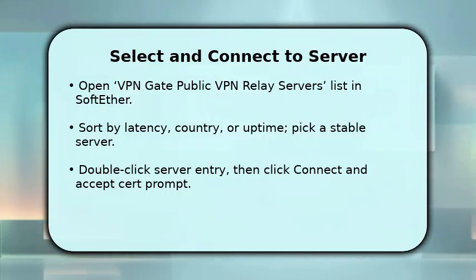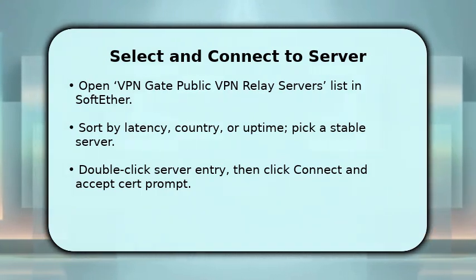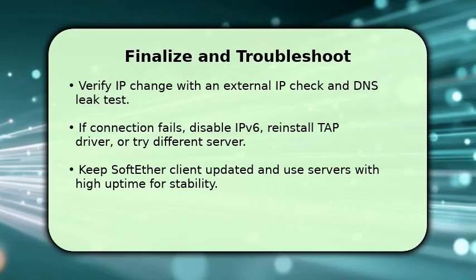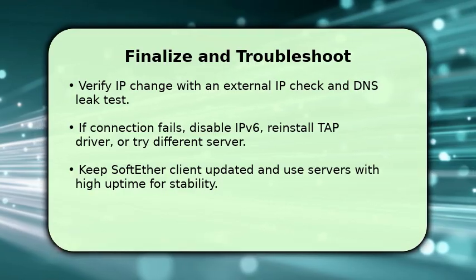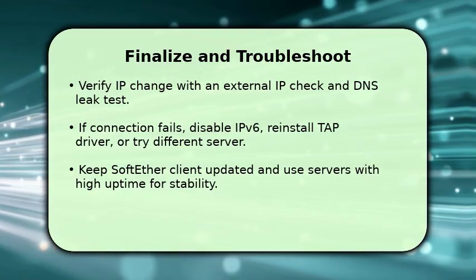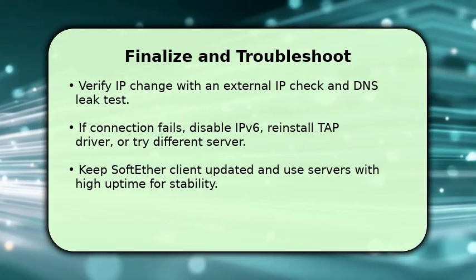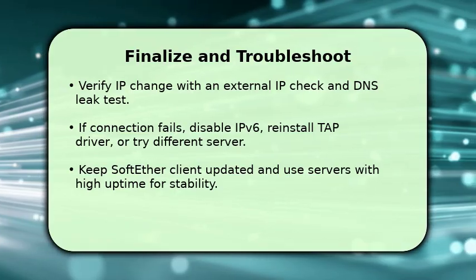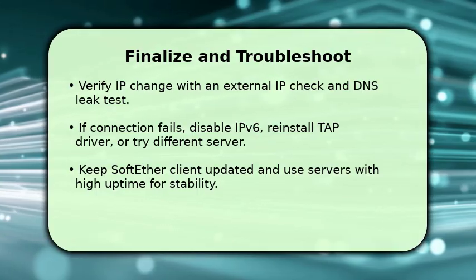After connection, verify your new gateway IP and test basic websites to confirm routing. Once connected, confirm the VPN is working by checking your external IP and running a DNS leak test. This proves traffic routes through the relay. If something goes wrong, try disabling IPv6, reinstalling the SoftEther TAP driver, or switching to another VPN Gate server. These fixes resolve most issues.